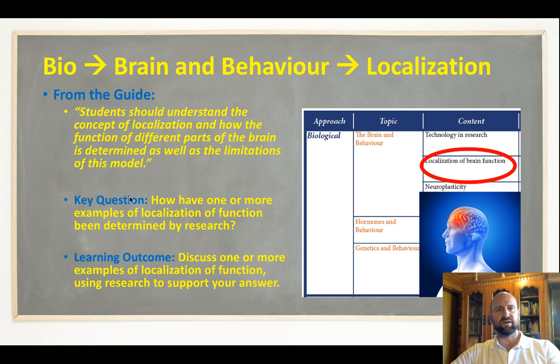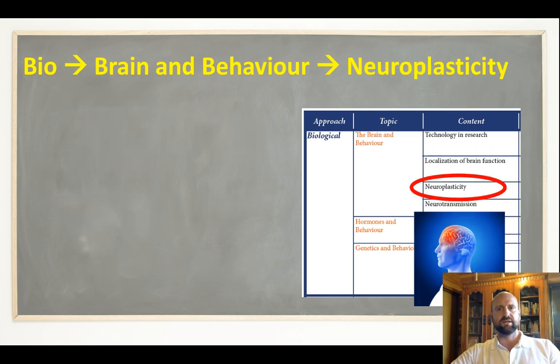How have one or more examples of localization of function been determined by research? That's the key question. I think the exam question is going to be something like explain one example of localization of function, or maybe outline, describe one example. That's what it would be. Yeah, and so really we want students to know what is localization, what's at least one example, and then how can it be shown in research, limitations.